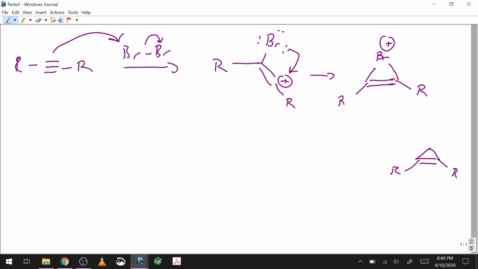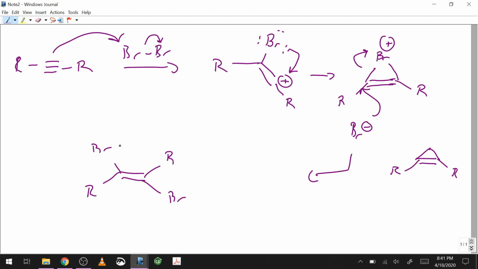Probably never going to be isolatable. The strain on it's going to be incredible, but not completely out of the realm of possibility based on just what can happen for carbons under the same circumstances. So, if that's the case, the second bromide comes in, and we end up here with the complete or near complete stereo control.